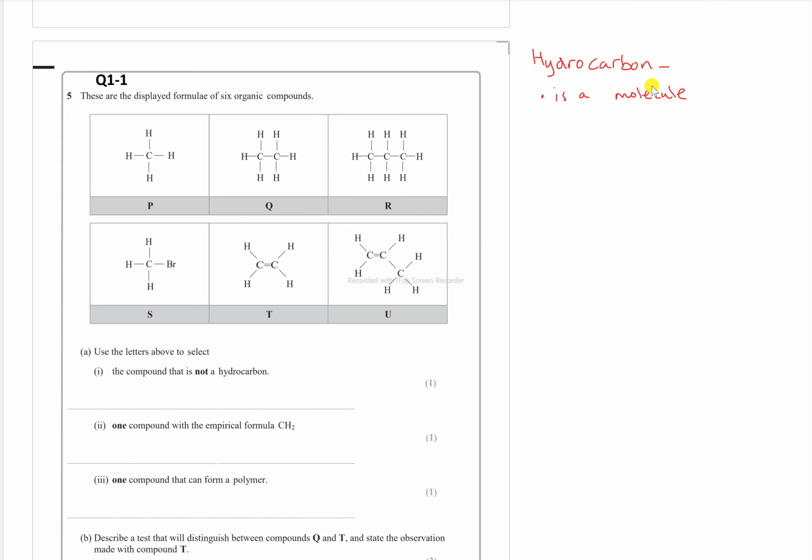Always start with that a hydrocarbon is a molecule that contains hydrogen and carbon atoms only. Stick all these three in. Molecule, hydrogen, carbon atoms only. Right?